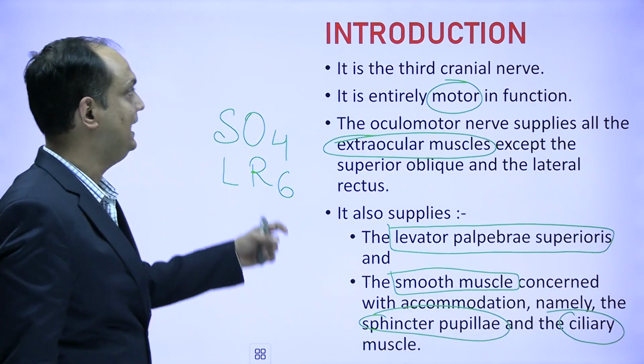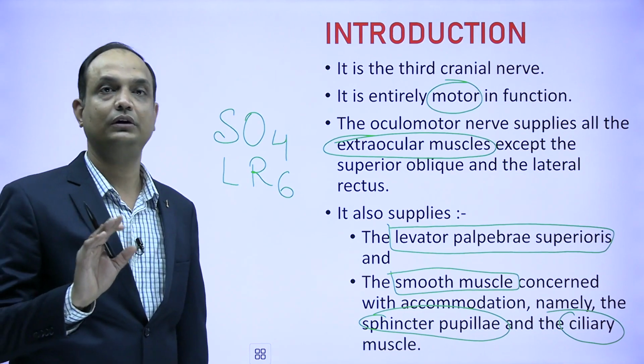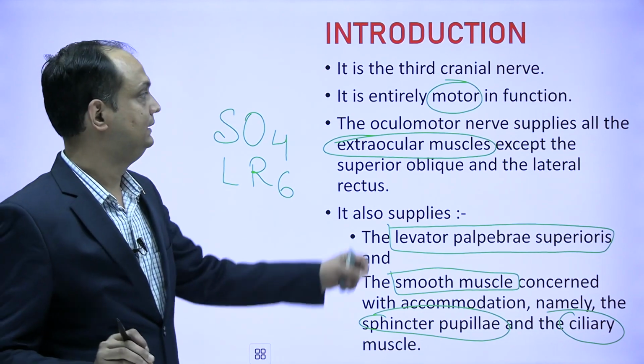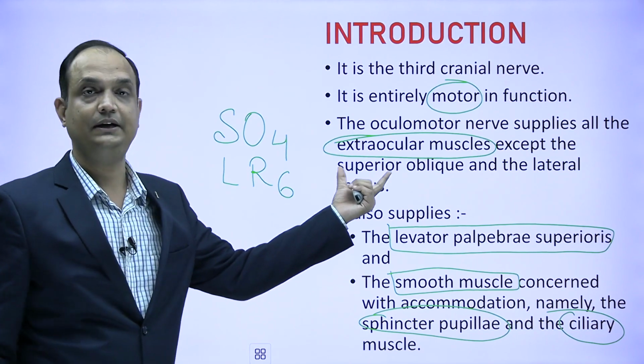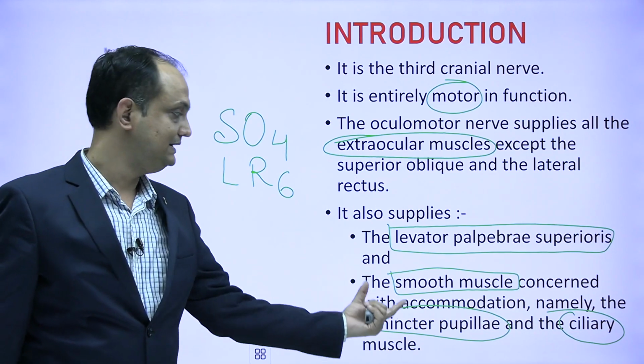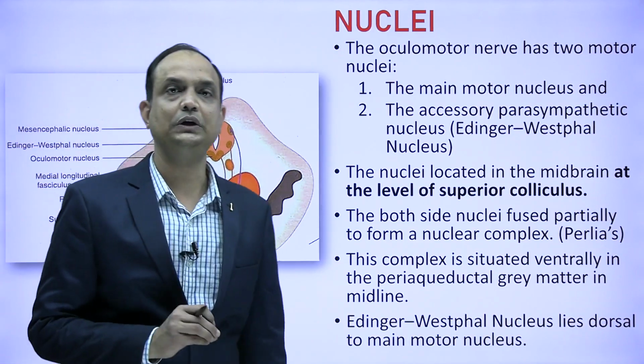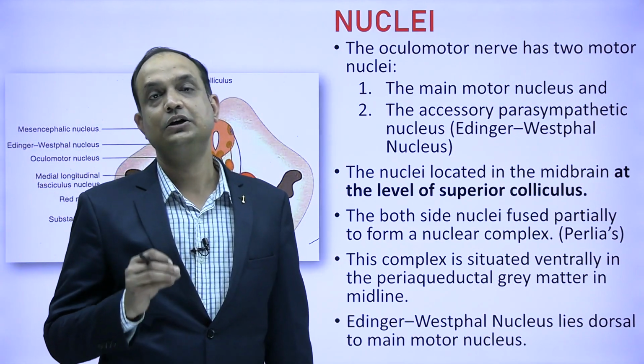So whenever you are thinking of the oculomotor nerve, you have to keep in mind that it supplies muscles of both varieties, skeletal as well as smooth. Clear? Now, what are the nuclei responsible for this motor output?